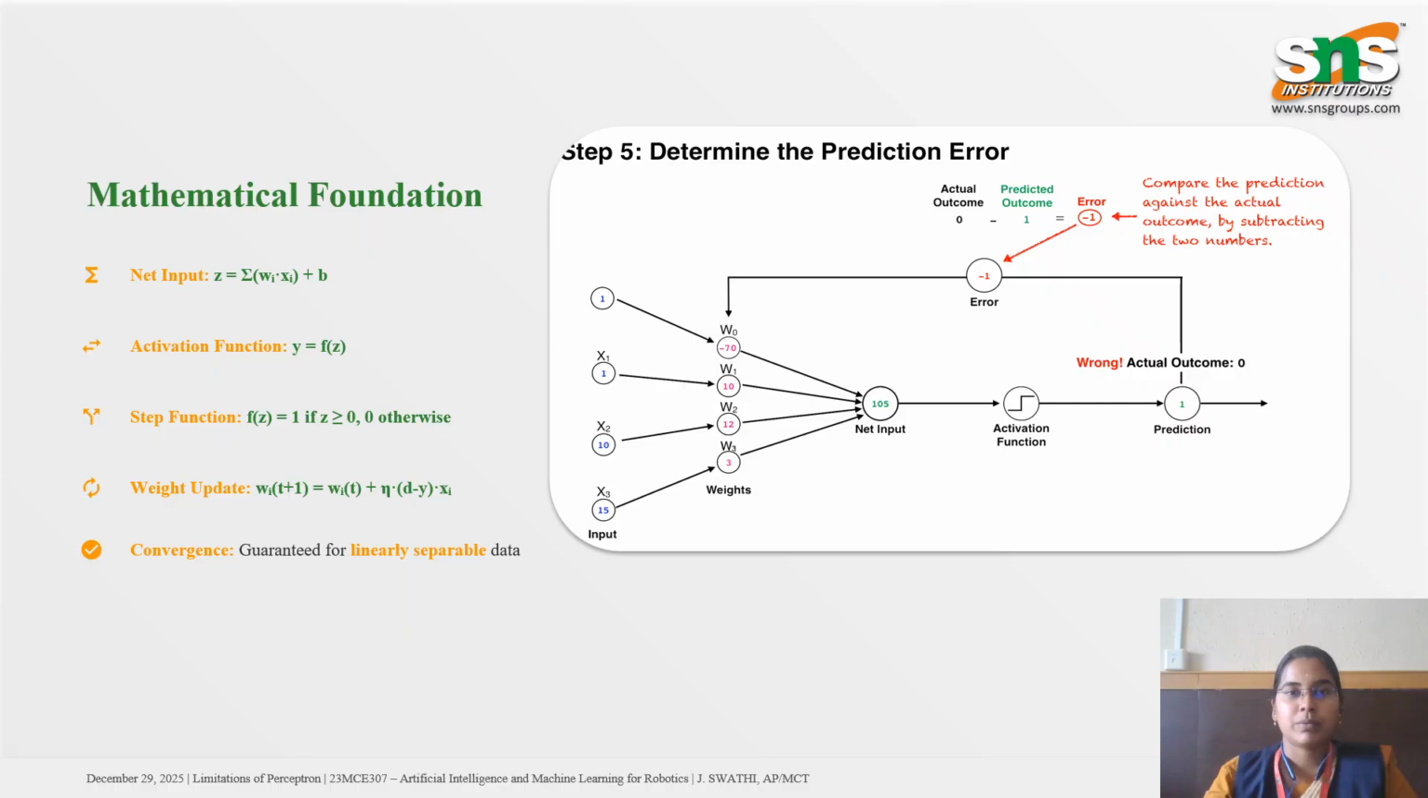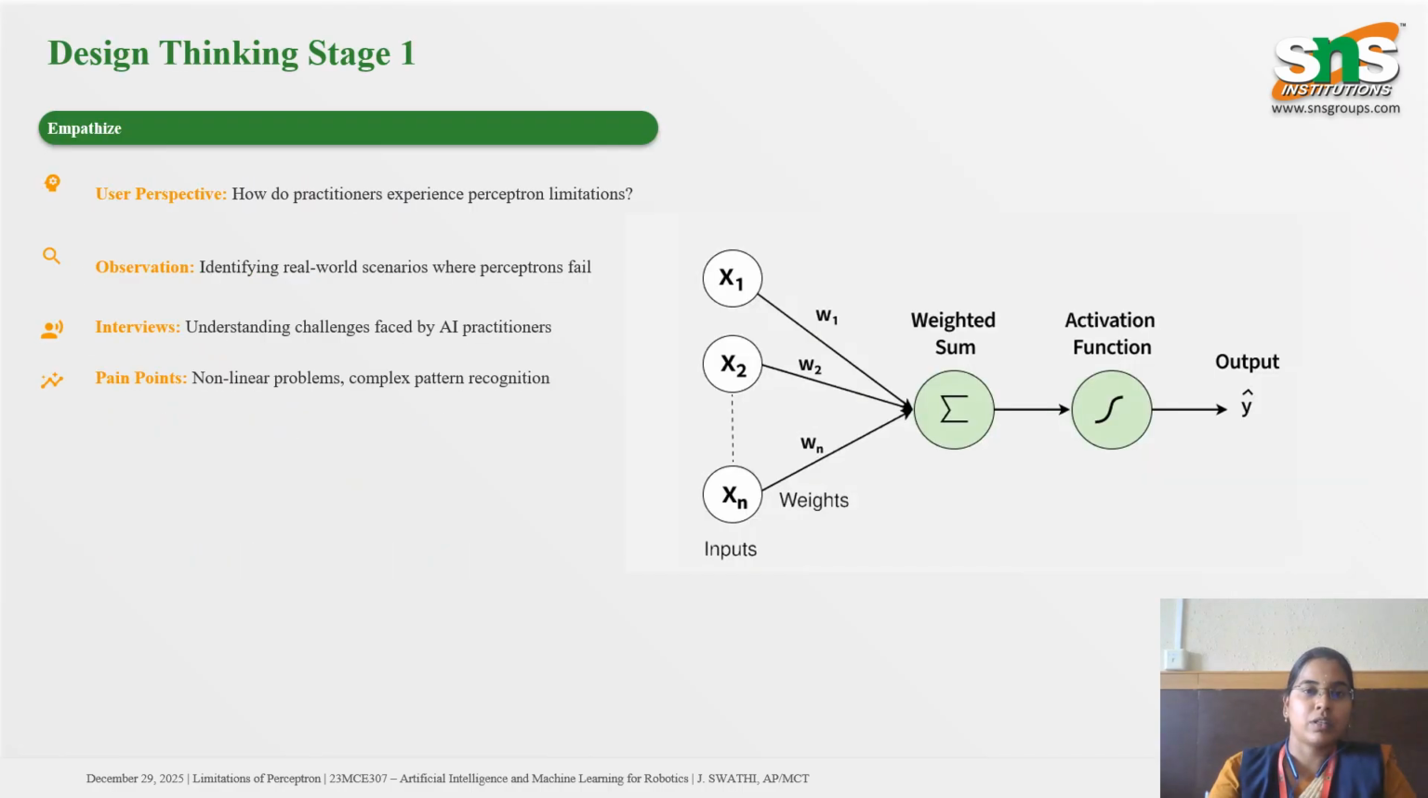Next, coming to the prediction error. We know in the step function, the output will be 1 if the summation is greater than 0, or the output will be 0, right? So here we have to go for the prediction error, that is, the actual outcome is 0 and the predicted outcome is 1. So the error is -1, right? Compare the prediction against the actual outcome by subtracting the two numbers, and we can find the prediction error. So now I have to correct this error. What will I do? I go for the adjustment of the weights.